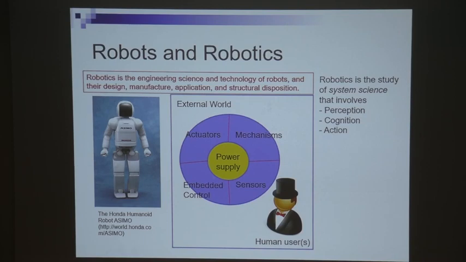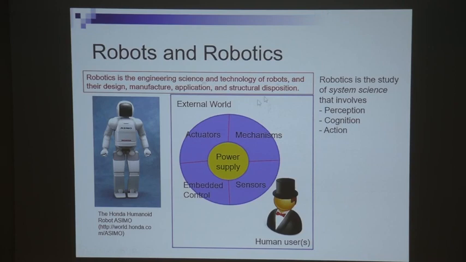So for a robot, for example in this case, Asimo, you will require a power supply. There's no wire connected to a master computer, so you need an embedded controller. And for its movement, to self-balance, you require sensors. And then to move, of course, you require an actuator. The whole structure itself is a mechanism. And Asimo interacts with the external world, with the human user in the external world.